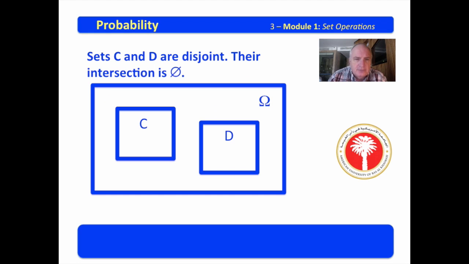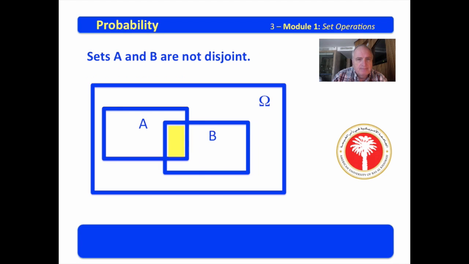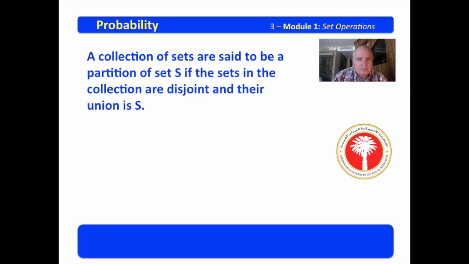Here's a picture of 2 disjoint sets, and their intersection is the empty set. Here's set C, set D. They have no overlap, therefore they have nothing in common. Their intersection is the empty set, so they are said to be disjoint. Sets A and B are not disjoint because they have some elements that they share in common.